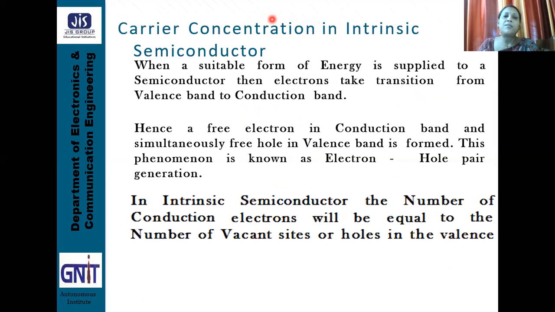Carrier concentration in an intrinsic semiconductor. When a suitable form of energy is supplied to the intrinsic semiconductor, electrons make a transition from the valence band to the conduction band. It is obvious. Hence, a free electron in the conduction band and simultaneously a free hole in the valence band is generated. This phenomenon is known as electron-hole pair generation. In an intrinsic semiconductor, the number of conduction band electrons is obviously equal to the number of valence band holes.